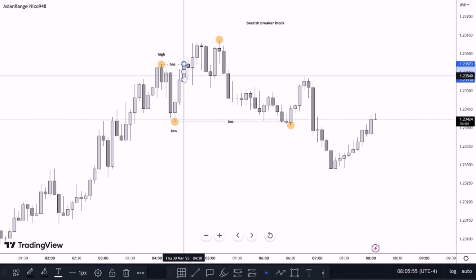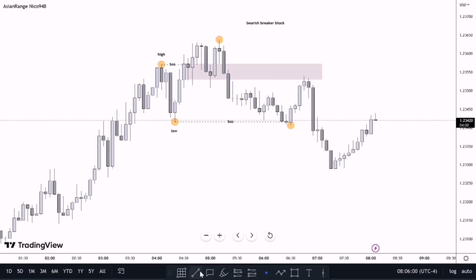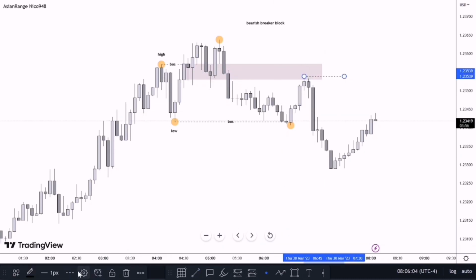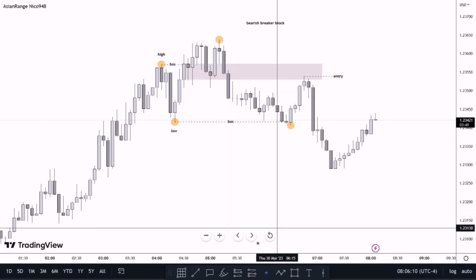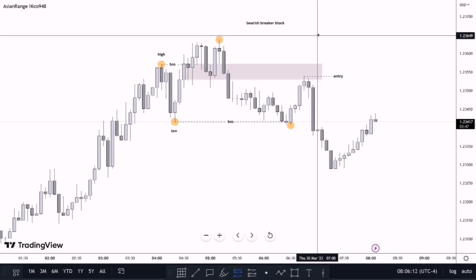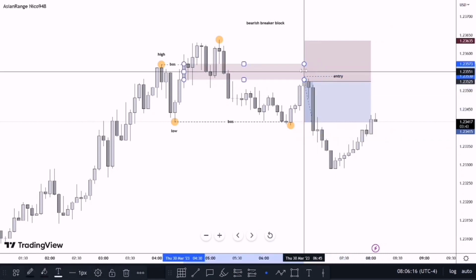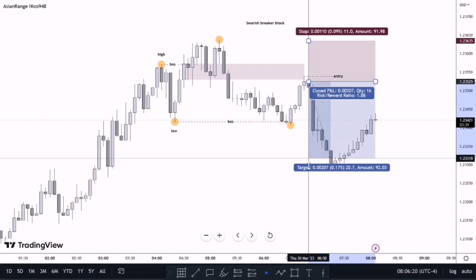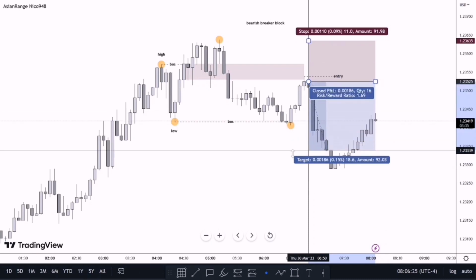We put that in, drag it all the way, and from there our entry point will be once price gets into the zone, creating our entry point. We're going to target previous lows, where there's liquidity.